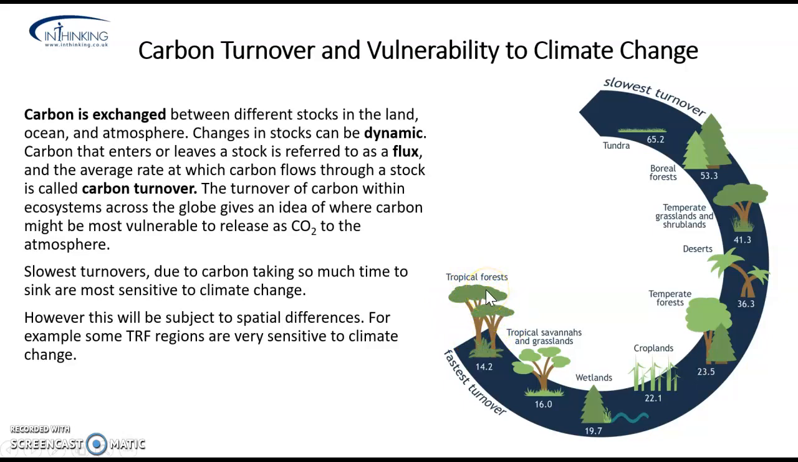So the turnover of carbon within ecosystems across the globe gives an idea of where carbon might be most vulnerable to releases of CO2 into the atmosphere. So slowest turnovers, due to carbon taking so much time to sink, are more sensitive to climate change. Although this will be subject to spatial differences. So for example, some areas of tropical rainforest, particularly in South America, are really quite vulnerable to climate change.